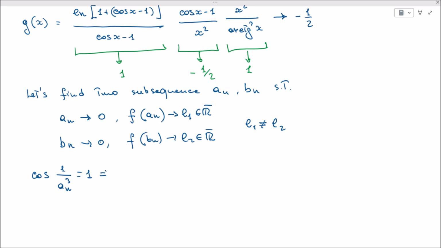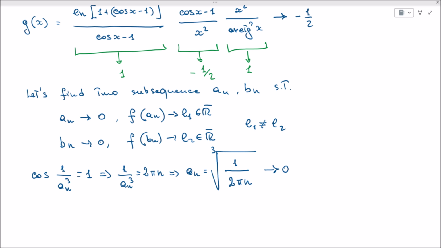Okay, and this means that 1 over an to the cube, where is the cosine equal to 1? We know that this happens for the angles 2 pi n, which implies that an will be the cube root of 1 divided by 2 pi n. And we see that this sequence converges to 0, so the first condition is satisfied.